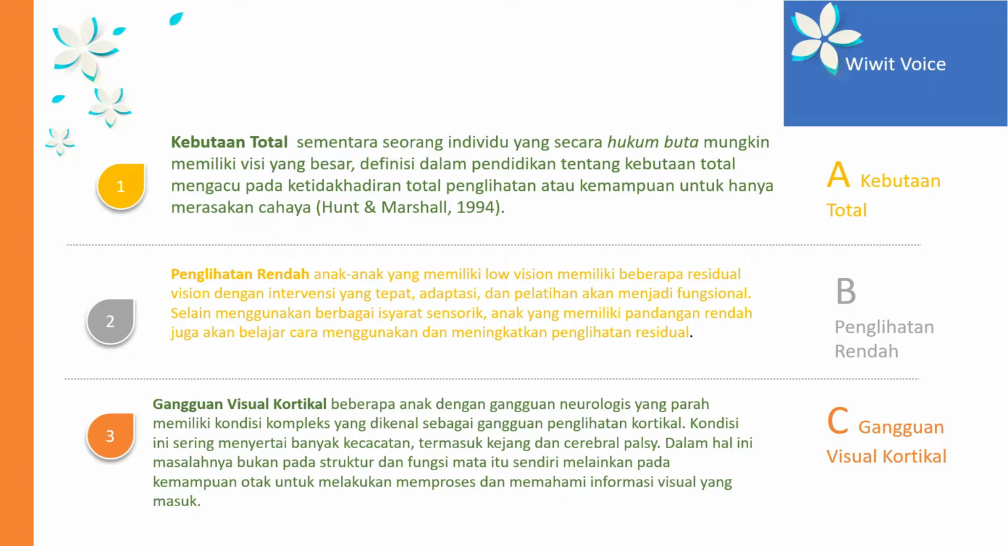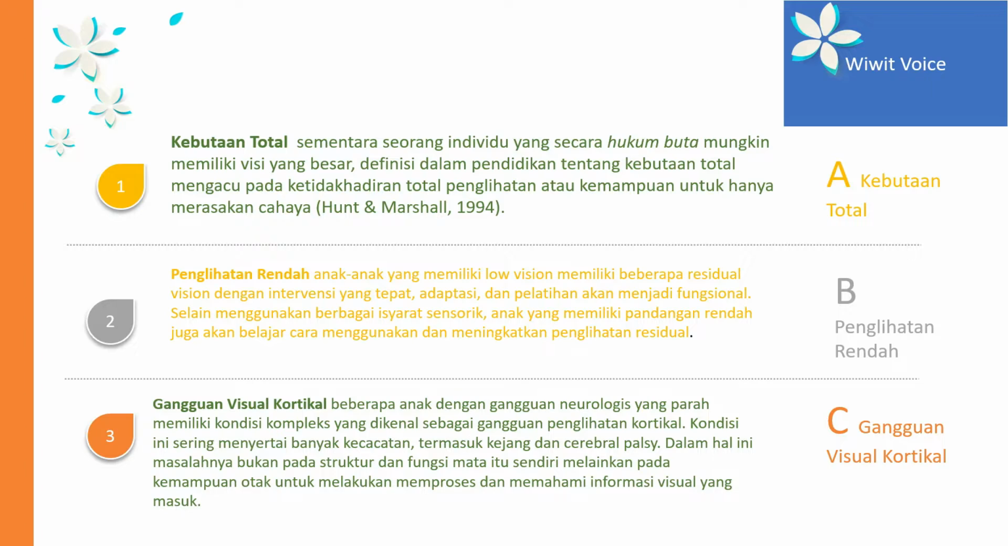Number 1. Total blindness. While an individual who is legally blind may have considerable vision, the educational definition of total blindness refers to a total absence of vision or the ability to perceive only light. Number 2. Low vision. Children who have low vision have some residual vision that, with proper intervention, adaptation, and training, can become functional. In addition to using a variety of sensory cues, the child who has low vision will also learn how to use and enhance residual vision.